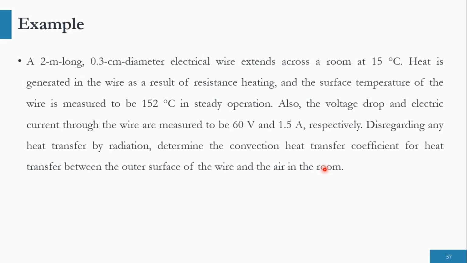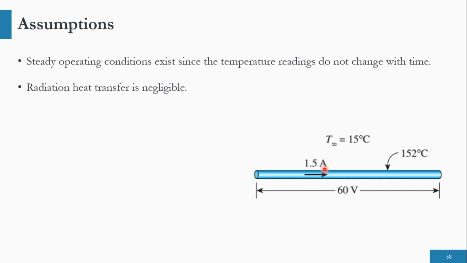Then we will solve today's example. But before starting that, we will just assume two conditions: number one, the steady state operation, and number two, there is no heat transfer via radiation. Otherwise, it will complicate the situation, and we are just simplifying it for our system. As you can see here, the surface temperature is 152 degrees centigrade, the surrounding far away temperature is 15 degrees centigrade, the current is 1.5 ampere through this wire, and the total voltage drop is 60 volts.